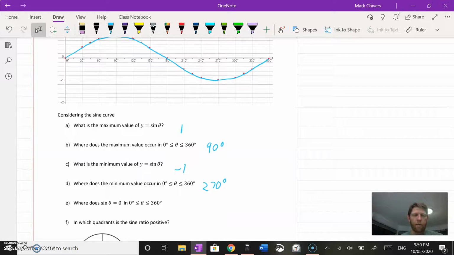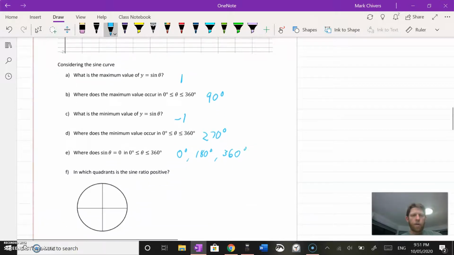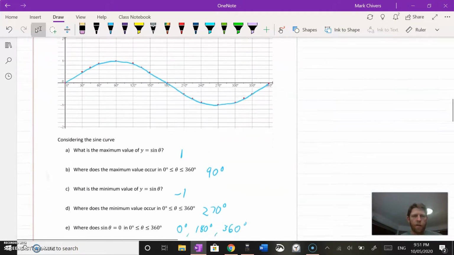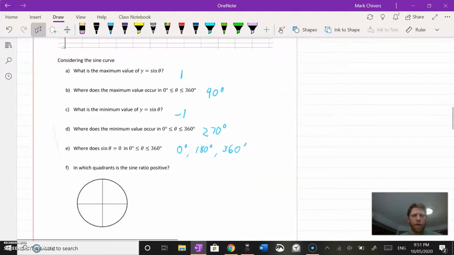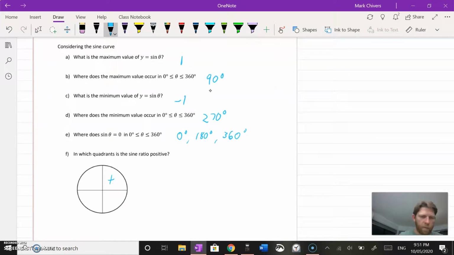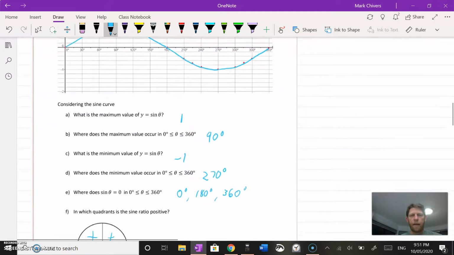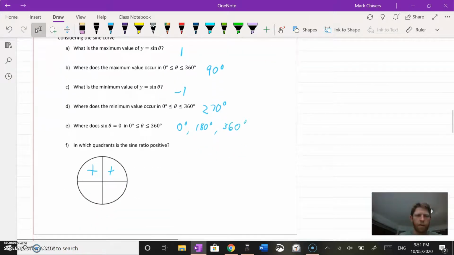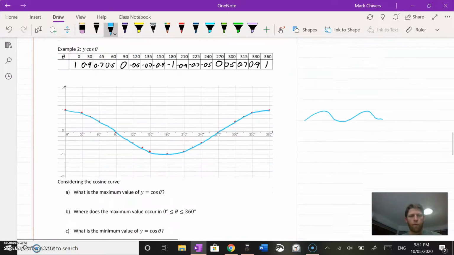Where does sine theta equal 0? Well, it starts off at 0 degrees, equaling 0. Then at 180 degrees, it equals 0 again. And then it does again at 360 degrees. Not 36, 360. And then in what quadrants is the sine ratio positive? So between 0 and 180 degrees, it's positive. So it's positive here and it's positive there. But after that, it's negative for the next 180 degrees. So it's negative down here and negative down there. So we'll move on to the next one.